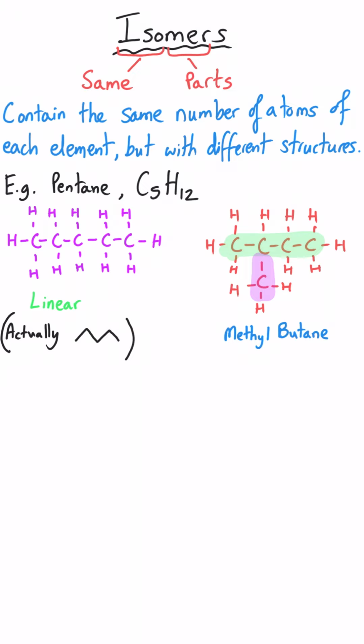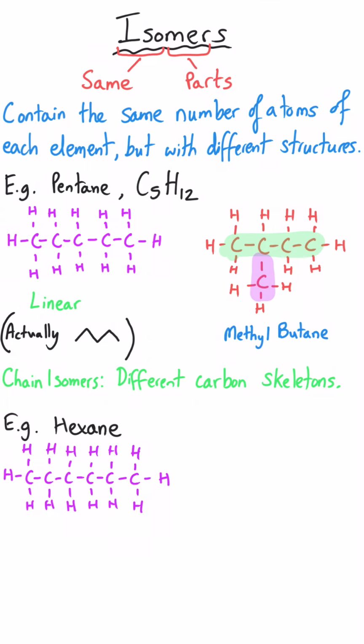And so these are called chain isomers, where the chain, the carbon skeleton as it's sometimes called, is branched instead of being one straight chain. Another example is hexane, so 6 carbon atoms in a straight chain.